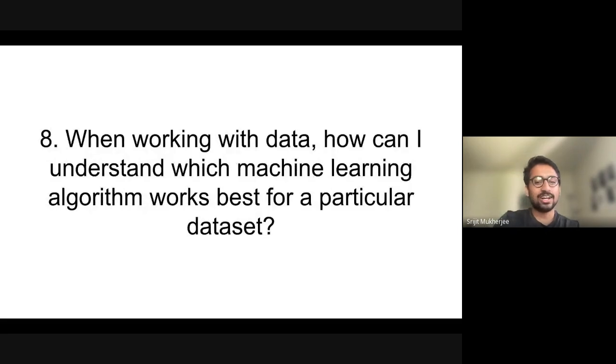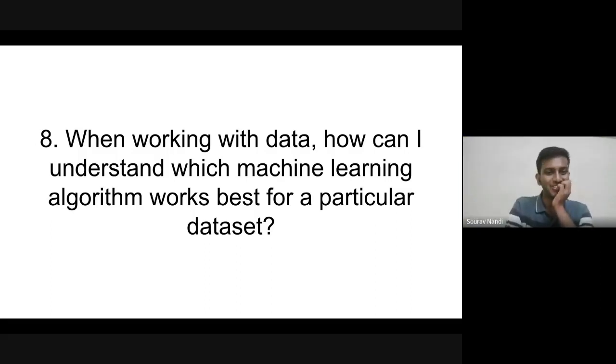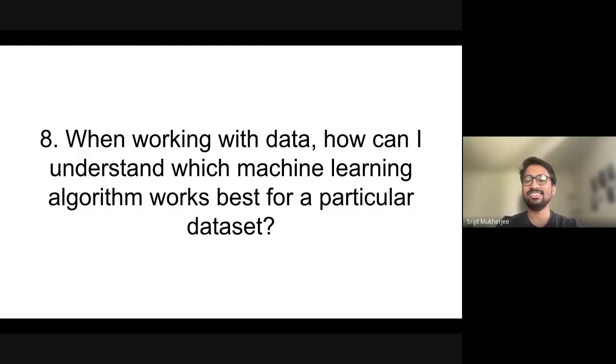Okay, so this is a very core question. I like it. When working with data, how can I understand which machine learning algorithm works best for a particular data set? I think Sourav and Tonita, I think you are the right people to answer. Tonita, please go ahead.